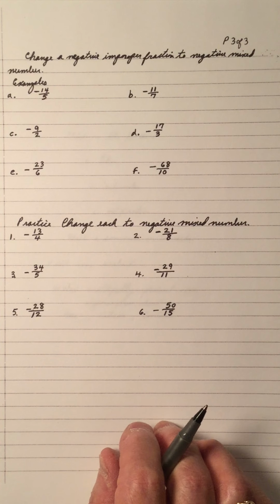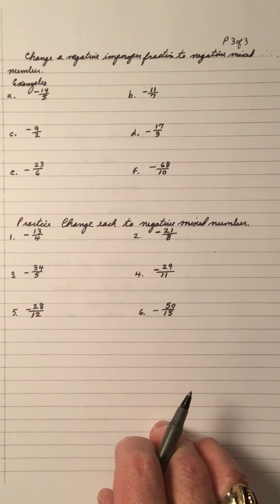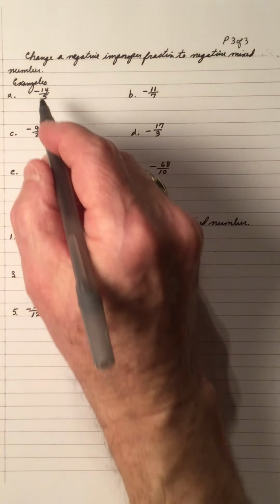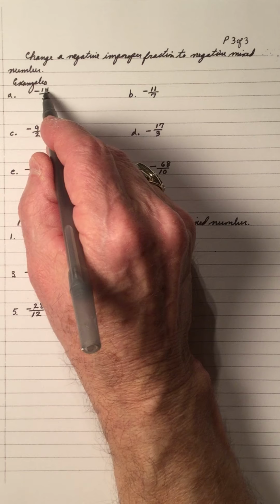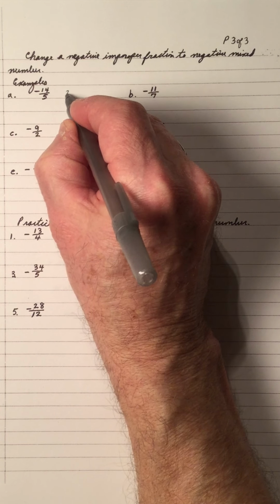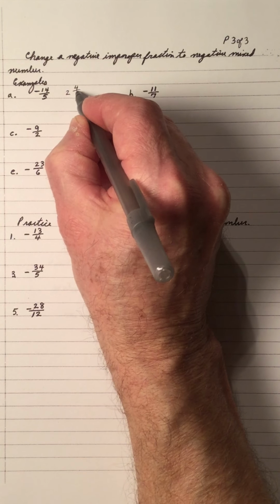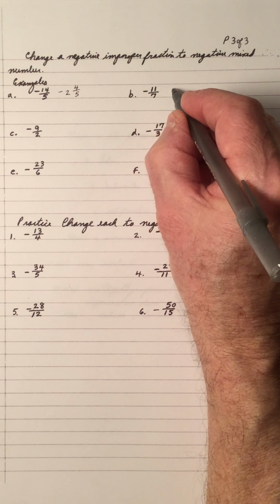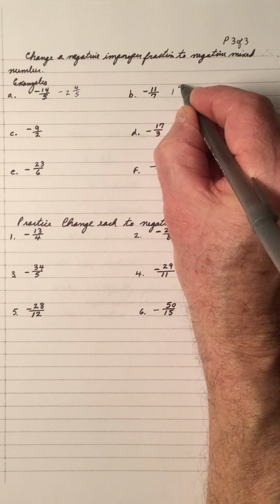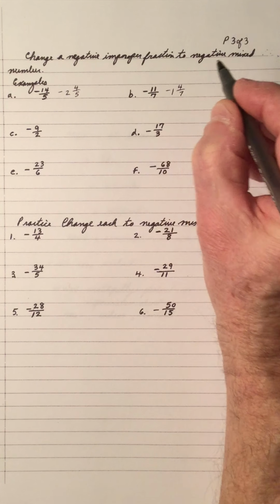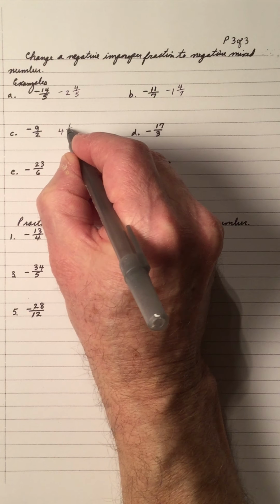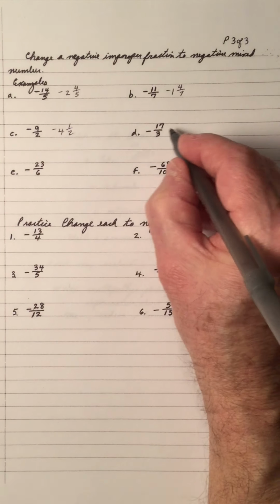So let's reverse it. Let's change a negative improper fraction to a negative mixed numeral. That means you have to divide 5 into 14 to get 2. And there's 4 left over, so it's 2 and 4/5, that is negative. 7 into 11 goes once, 4 left over, so it's 4/7, but it's negative. 2 divides into 9 4 times with 1 left over, so it's 1/2, negative.